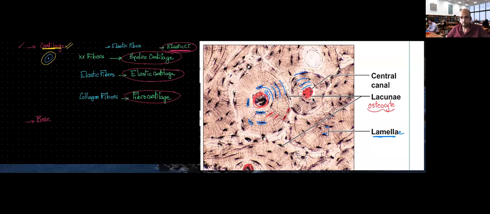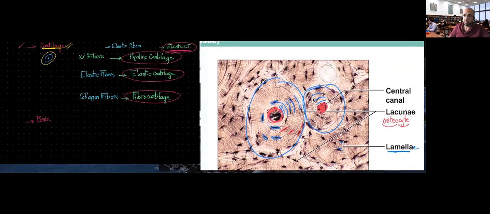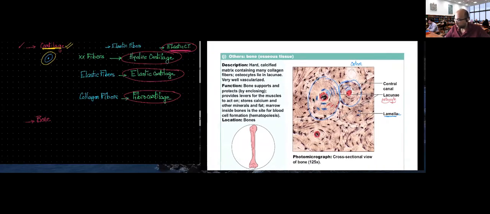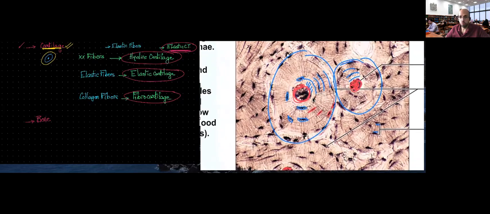What do we call the whole structure here? The building blocks of the compact bone tissue that we're looking at in here, that is formed by a central canal and lamellae, and embedded between those lamellae is the osteocytes. We call this my osteon. And what's an osteon? Those are the building blocks of my compact bone tissue.